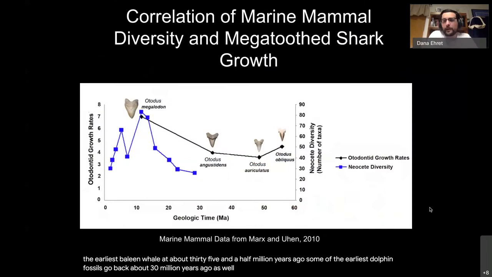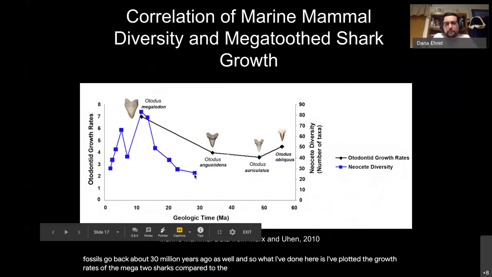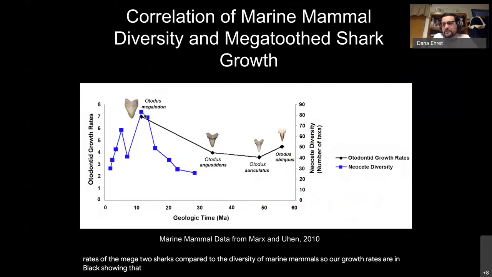And so what I've done here is I've plotted the growth rates of the megatooth sharks compared to the diversity of marine mammals. Our growth rates are in black, showing that Megalodon has a very high growth rate. And these blue lines represent the diversity of modern marine mammals. They show up in the fossil record about 30, 35 million years ago. And what we find is the peak diversity of whales and dolphins in the world's oceans occurs during the Miocene time period, the same time that Megalodon was alive.